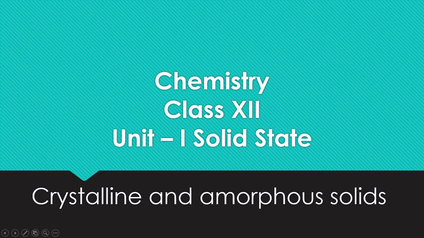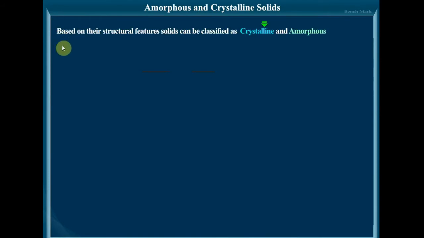We'll begin first with the different types of solids. That is, solids are broadly classified into two, the crystalline and the amorphous solid. Next is the classification of solids. As I told you earlier, solids are broadly classified into two types, crystalline solids and amorphous solids. Based on the structural features, solids can be classified as crystalline and amorphous.